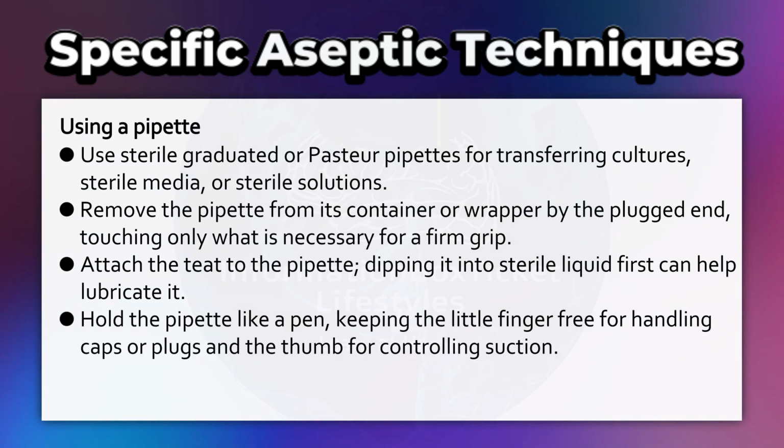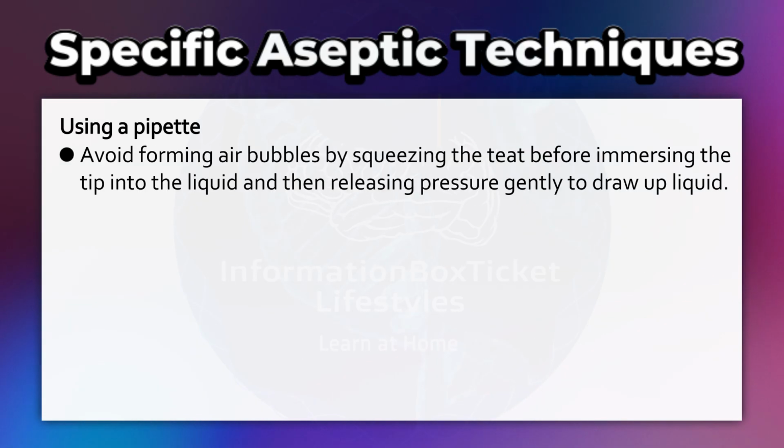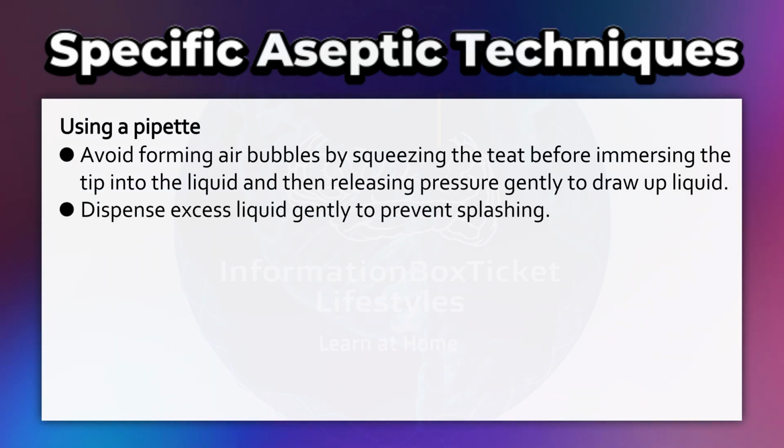Hold the pipette like a pen, keeping the little finger free for handling caps or plugs, and the thumb for controlling suction. Press the teat gently to draw up the required amount of liquid, ensuring it does not reach or wet the cotton wool plug. Avoid forming air bubbles by squeezing the teat before immersing the tip into the liquid and then releasing pressure gently to draw up liquid. Dispense excess liquid gently to prevent splashing.